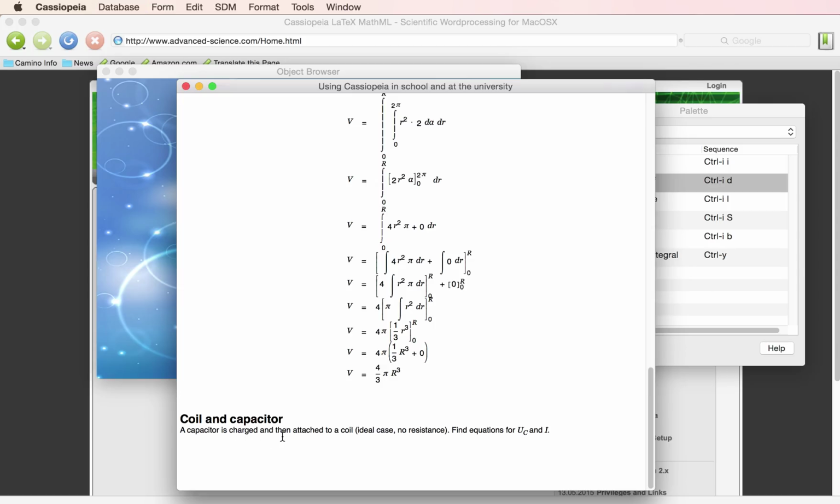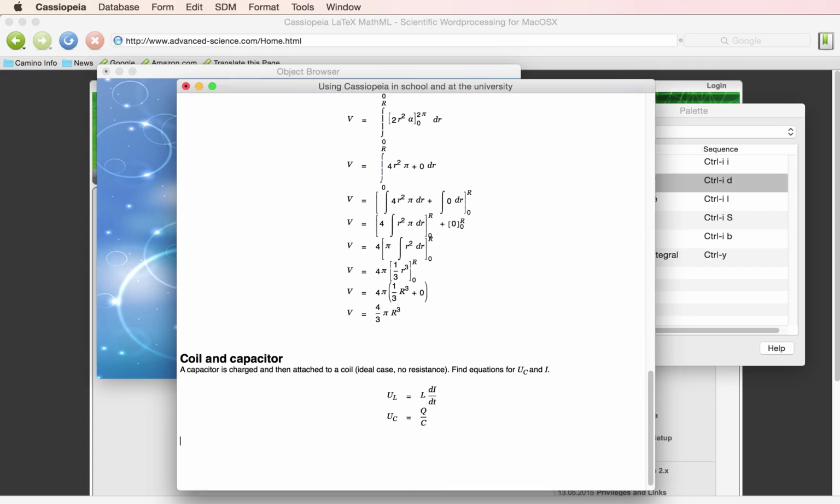A capacitor is charged and then attached to a coil. Ideal case, no resistance. Find equations for U and I. Okay, let's see. For the coil we have L di over dt, and for the voltage over the cap we have Q over C. Let's put that into an equation and drag these in.